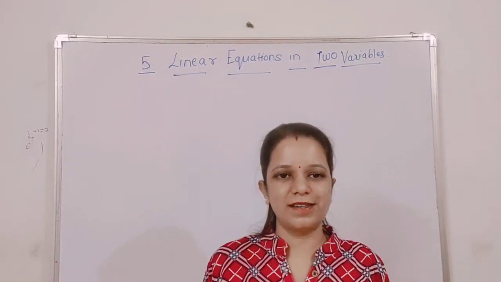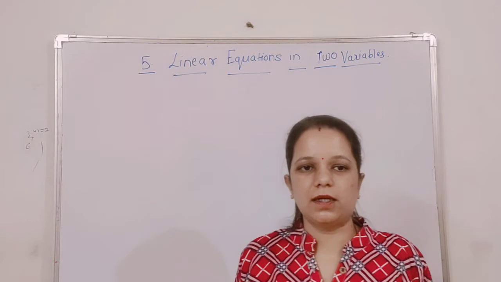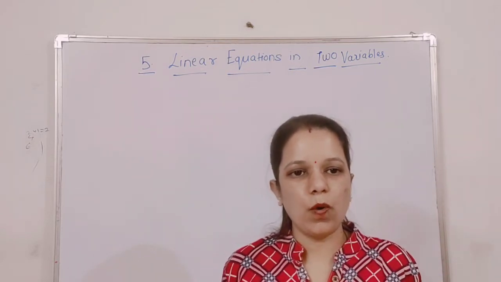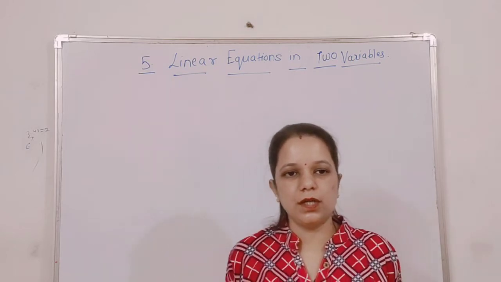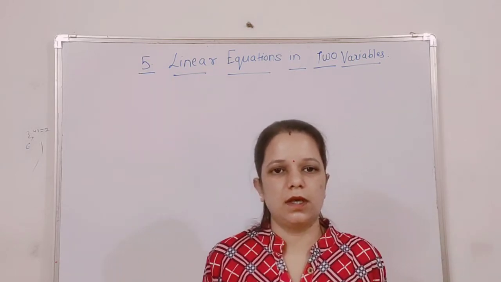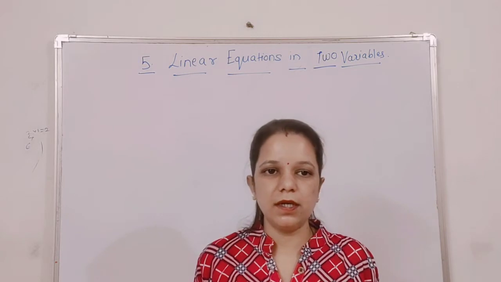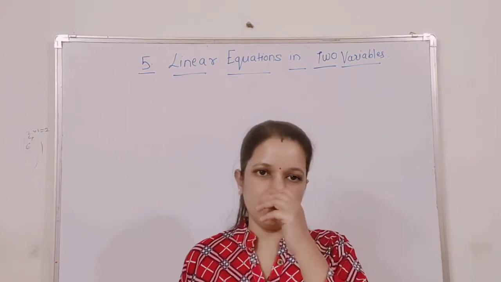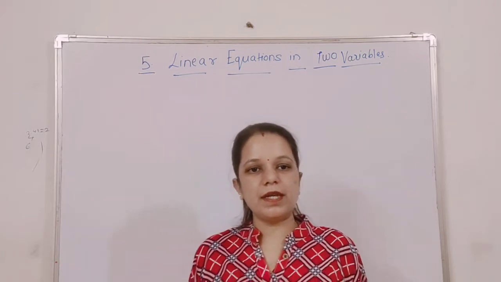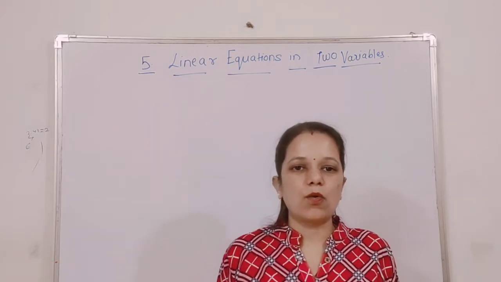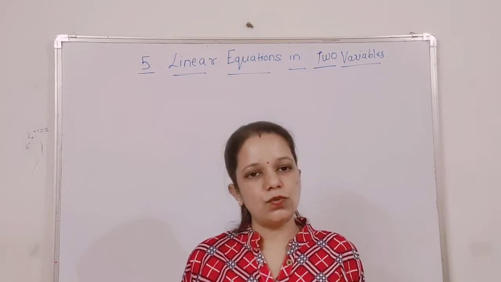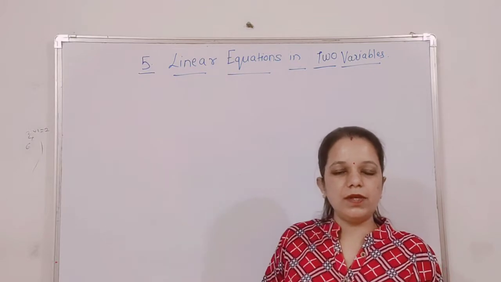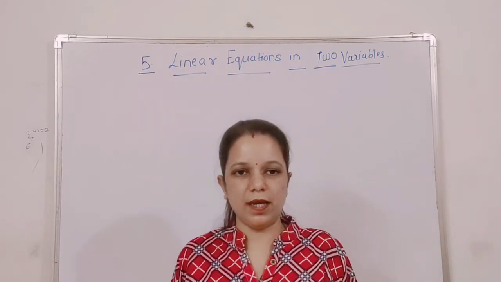Hello friends, today we are learning chapter 5 of class 9th part 1, linear equation in two variables. Previously you have studied linear equations using one single variable. The variable represents the identity that is used in your problem. Here in this chapter we are going to take two variables.